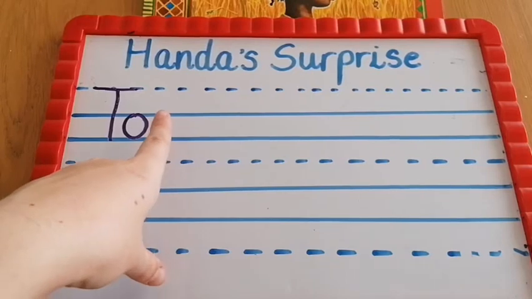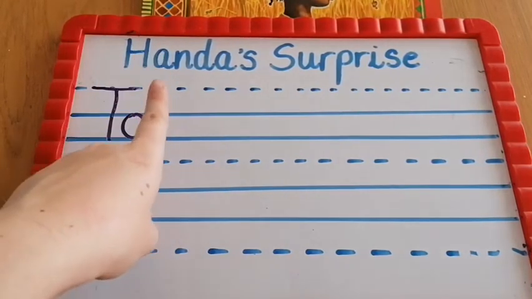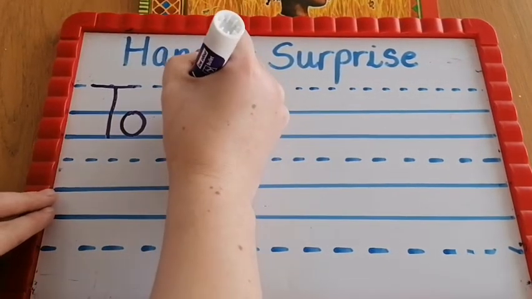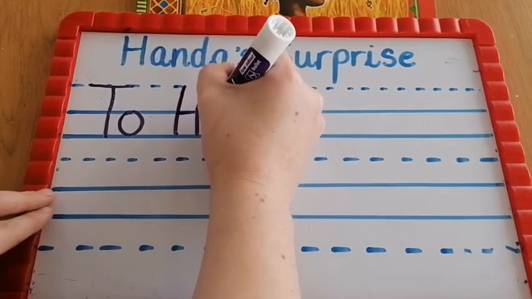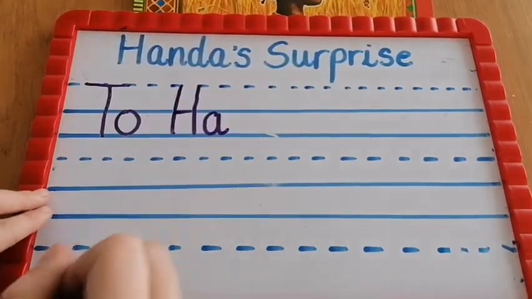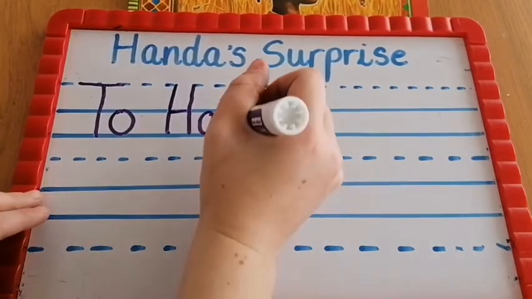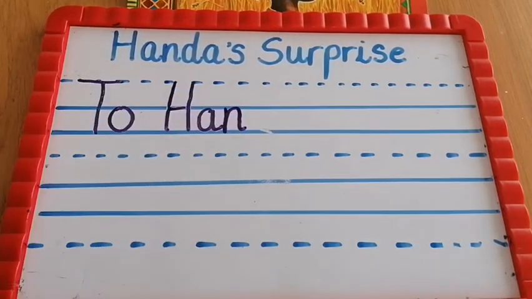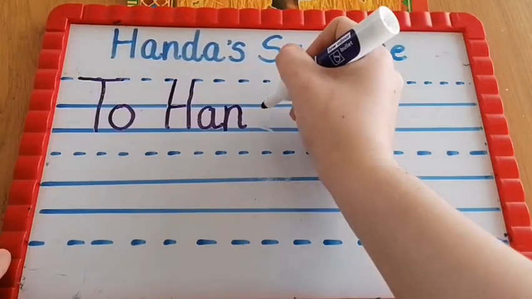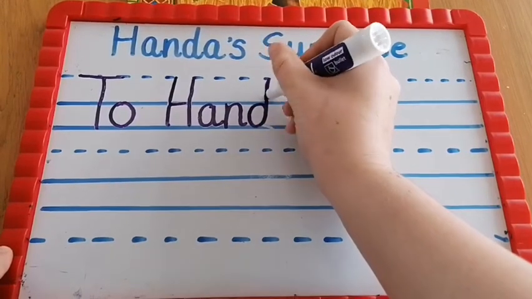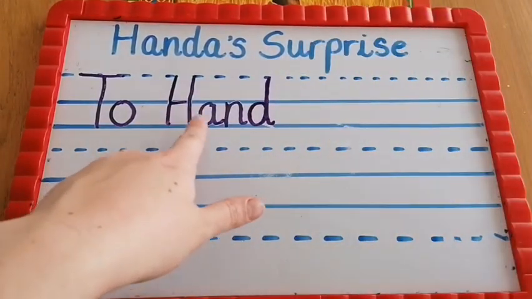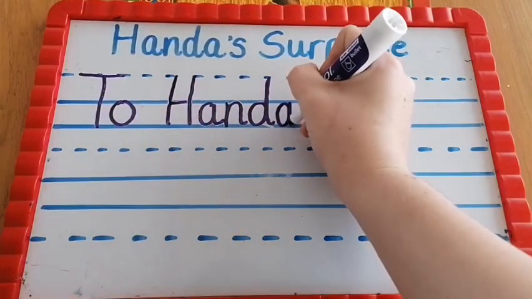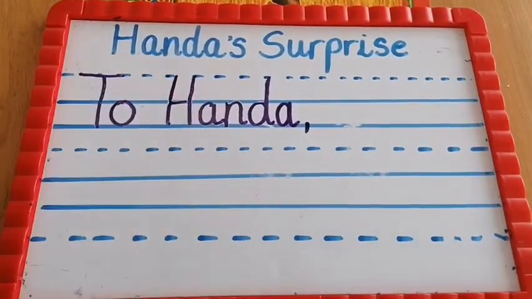I need a new space because it's a new word. I need a capital letter because it's a name. Around the apple and down the leaf. A-N. Down Nobby and over his net. A-N-D-A. D. Around the dinosaur's bottom, up his neck and down to his foot. A-N-D-A. Around the apple and down the leaf. To Handa.